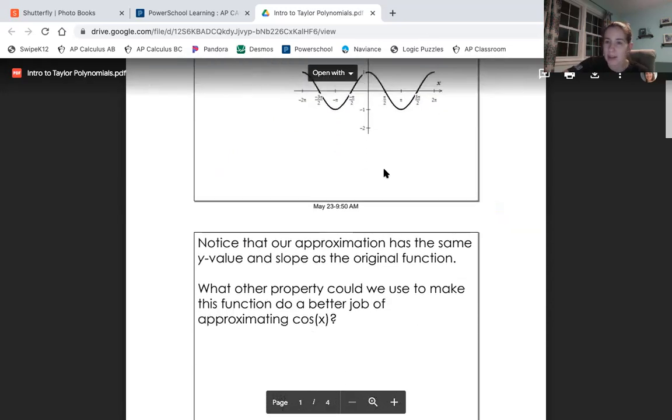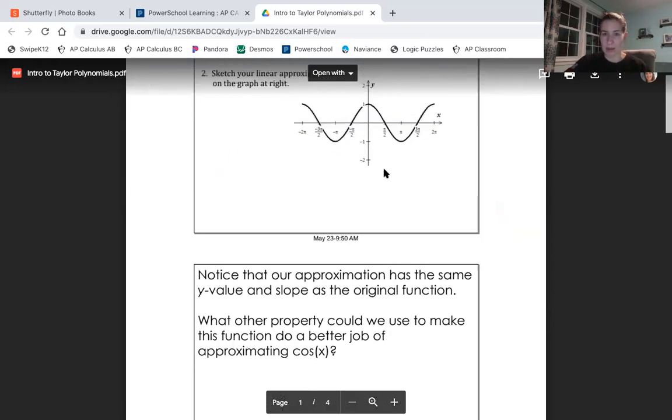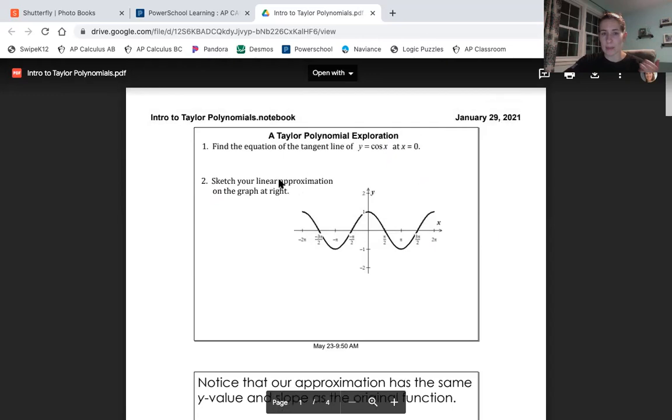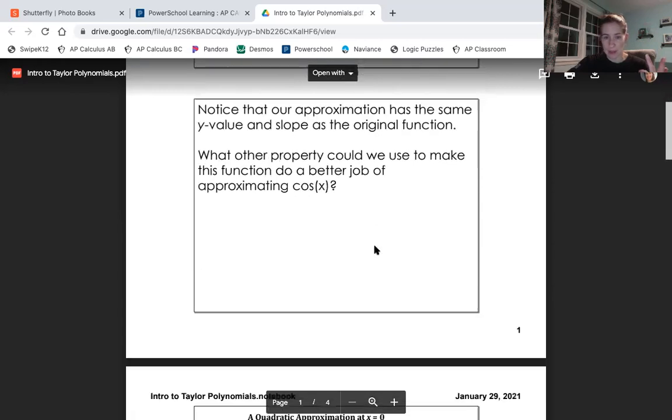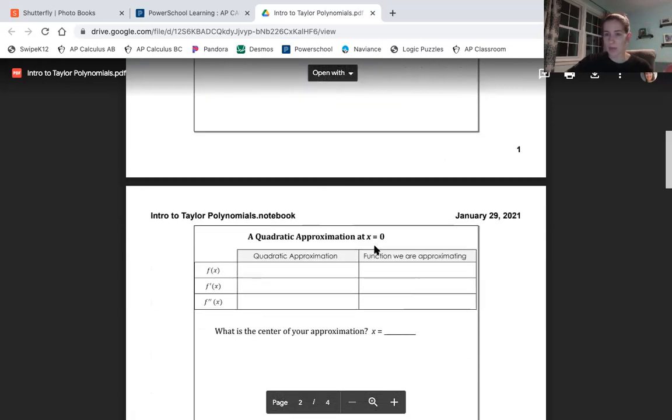All right, so let's try to use the second derivative now. If you notice, this function has the same y value, the same slope, so the same original function and the same derivative, and now let's make it have the same second derivative as cosine. Instead of writing a tangent line, we'll write a tangent parabola. So we're going to try to write the equation of a parabola that mimics cosine.